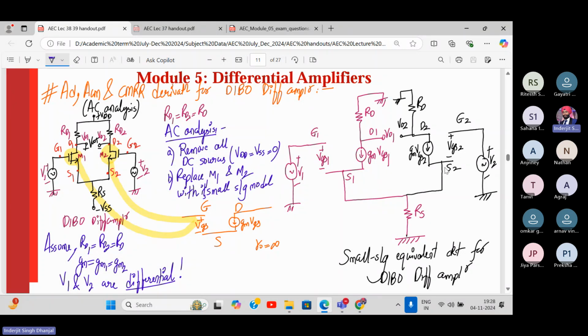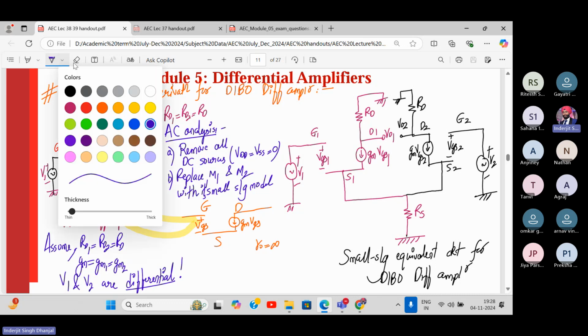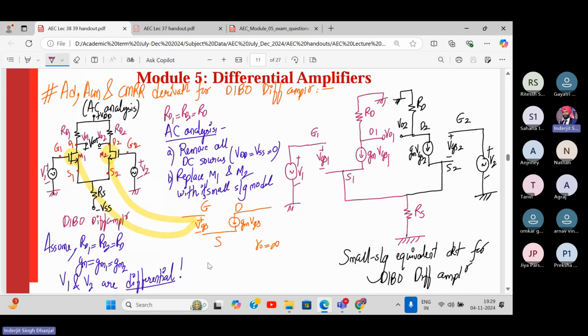Have you completed this circuitry? Yes or no? Doing it still? Okay, do it.